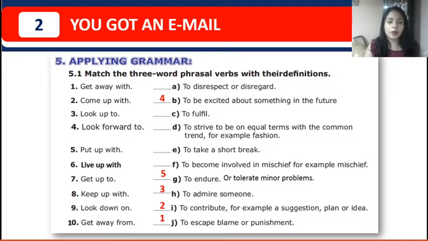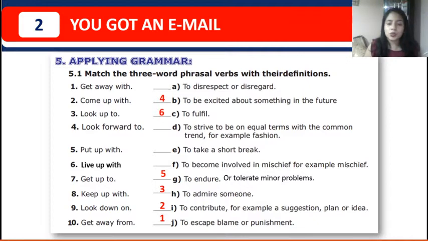For example, I have an example here. I hope I can live up to your expectations. It must be difficult to live up to you, right? Yes, guys. Letter C, to fulfill. Very good. What about number 7, guys?